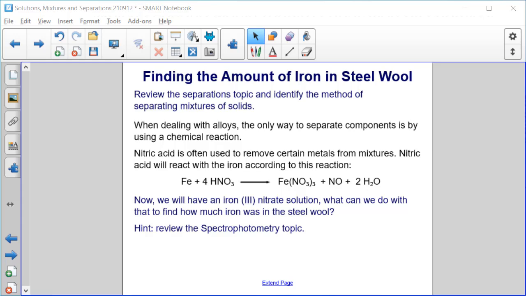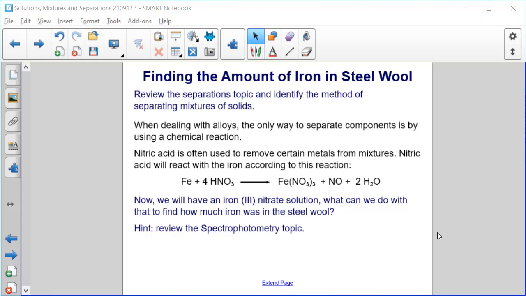So here's what I've shown. Nitric acid is often used to remove certain metals from mixtures. Nitric acid will react with the iron according to this reaction. If we react the iron in the nitric acid, we get this iron nitrate, NO, and 2 waters. Now we'll have an iron nitrate solution, right? What can we do with that to find out how much iron was in the steel wool?